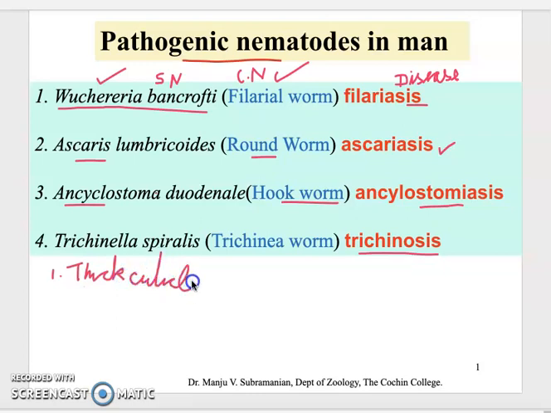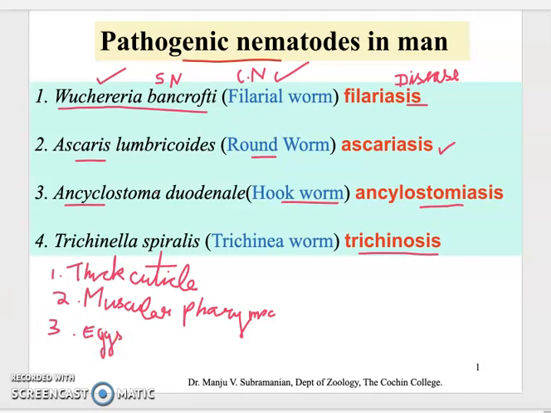Thick cuticle, that is the first parasitic adaptation. Then the second adaptation is a muscular pharynx. A muscular pharynx is another parasitic adaptation.